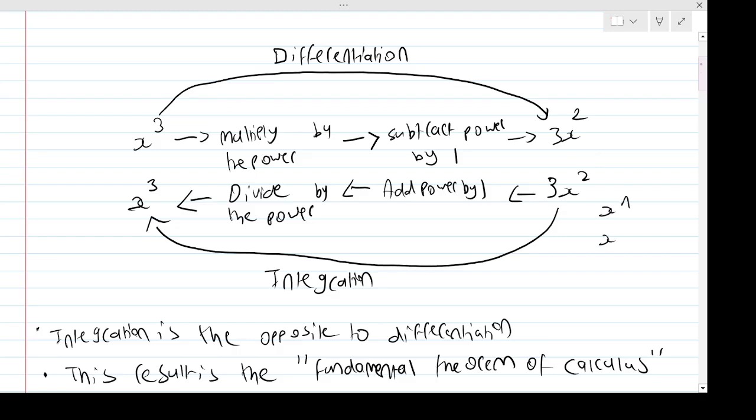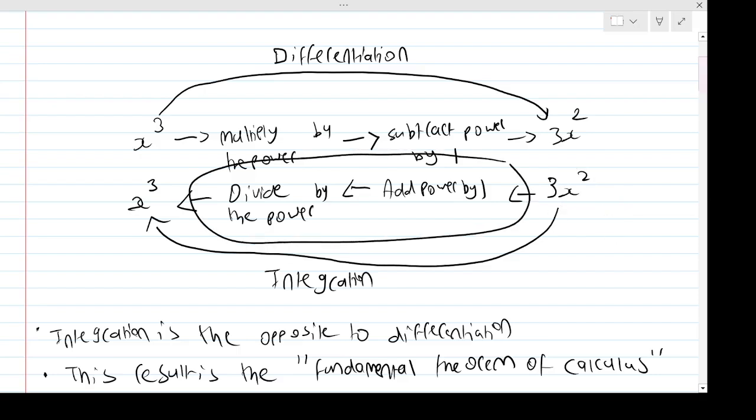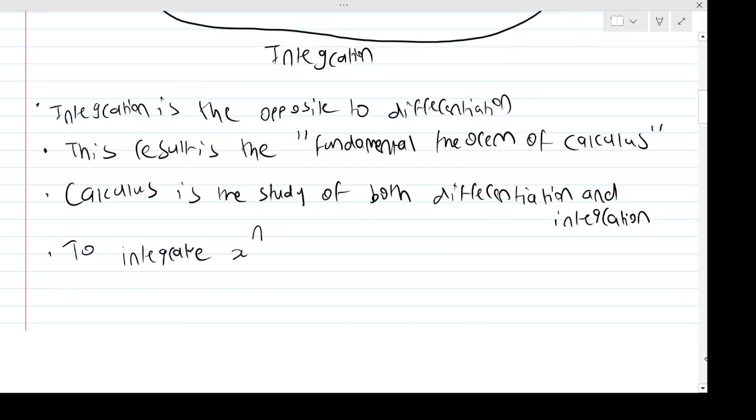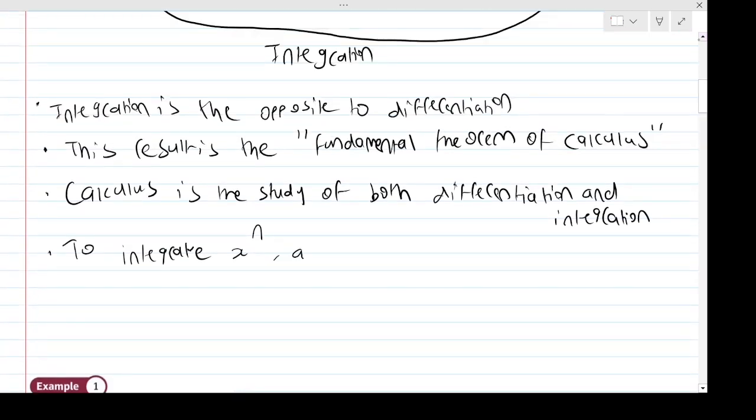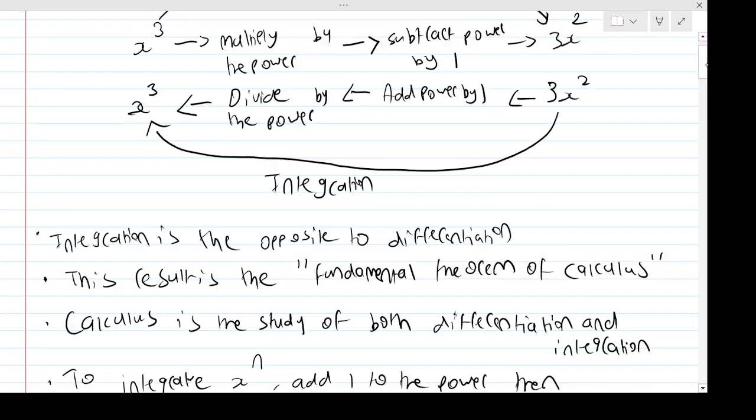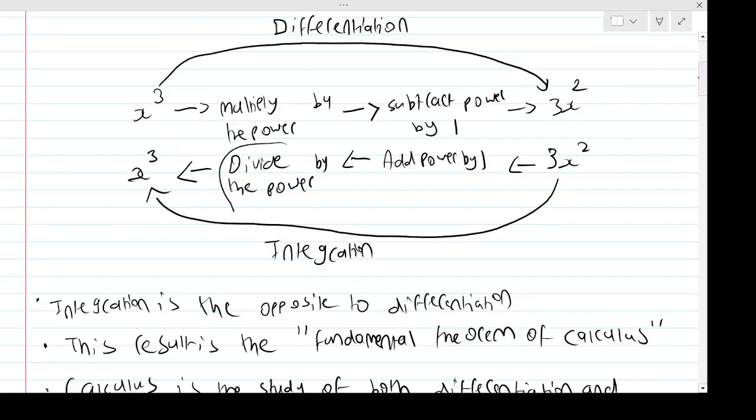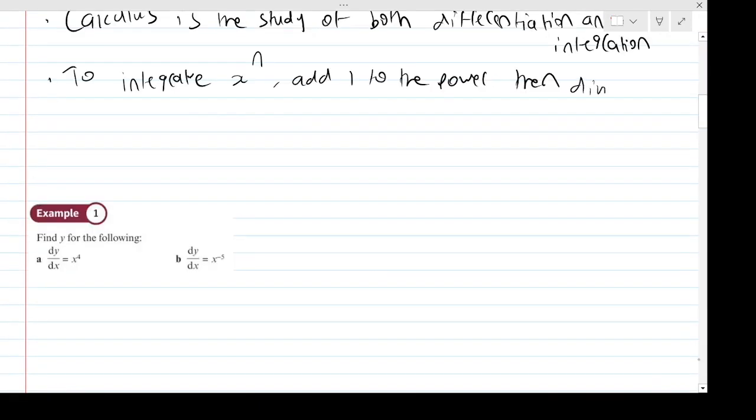where obviously we have x squared, right? Obviously a number in the front doesn't matter, but we can again follow this set of instructions. So firstly we add 1 to the power. That's what we're going to do first when we integrate. So to integrate x to the power of n, we add 1 to the power. Then what's the next step? Oh, we divide the expression by the power, right? So then divide by the power.